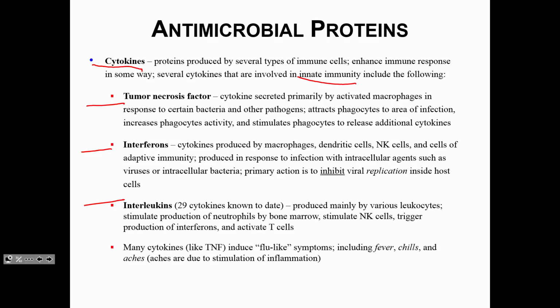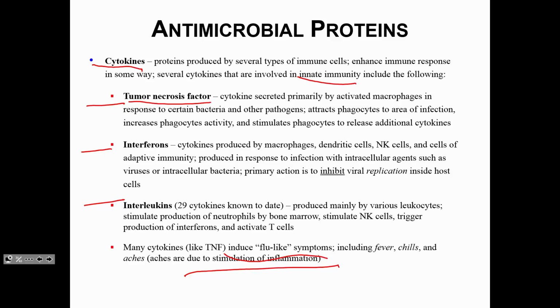So the first one is the tumor necrosis factor, or TNF. It's a cytokine that's mainly secreted by macrophages that are activated in response to bacteria. Okay, it attracts the phagocytes to the infection area, increases their activity, and it also stimulates them to release even more cytokines. All right, so that's what the TNF does. Now, this one is the one that induces flu-like symptoms. This is when you feel really, really sick. Fever, chills, aches and pains, all of those things are because of inflammation. Okay, so it doesn't feel real good, but it is a sign that your body is fighting off the infection. Okay, and that's because of that tumor necrosis factor.